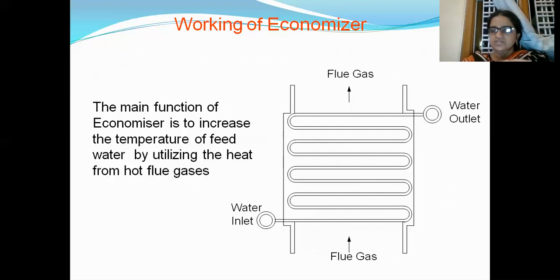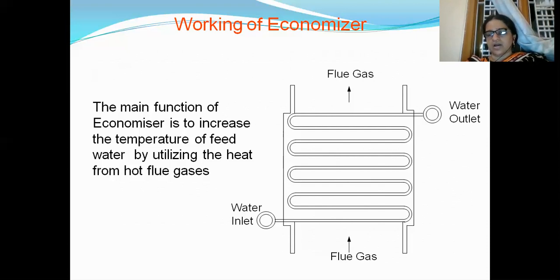As the feed water enters the boiler, in order to increase the temperature of the feed water to some extent, we will try to pass the flue gases through the economizer. The main function of the economizer is to increase the temperature of feed water.